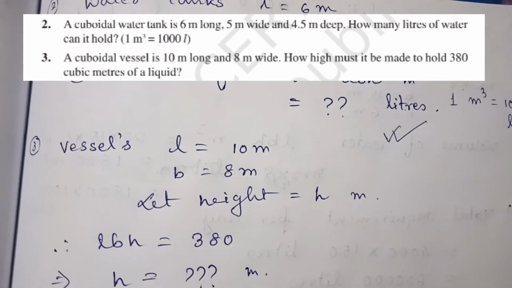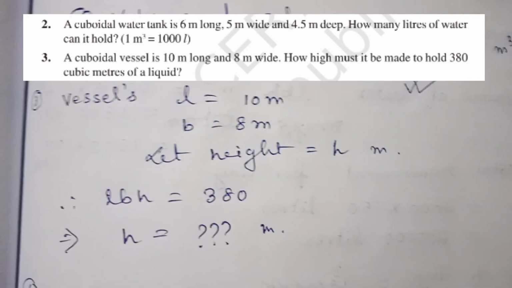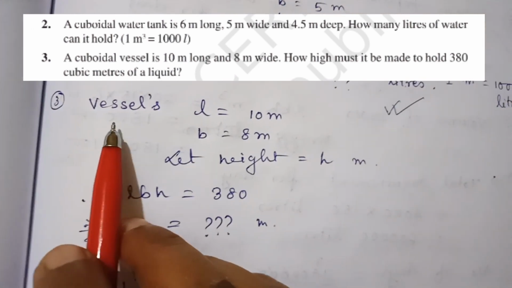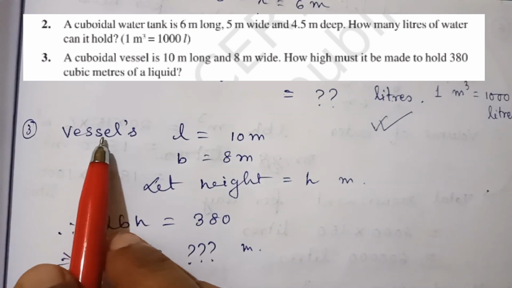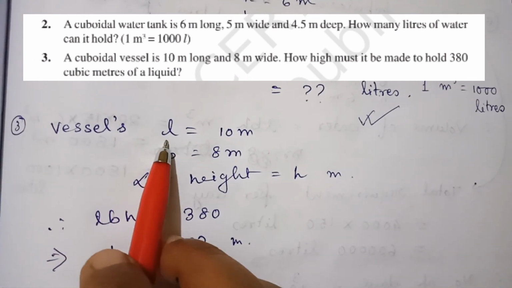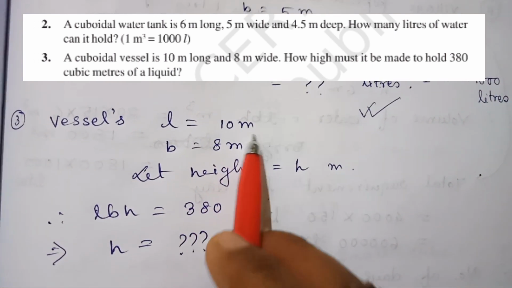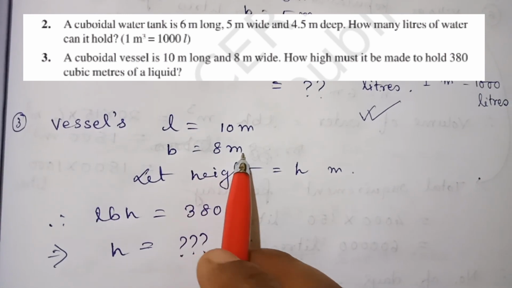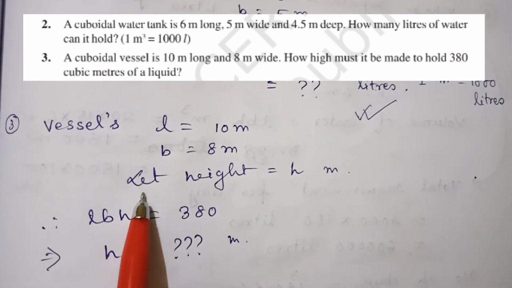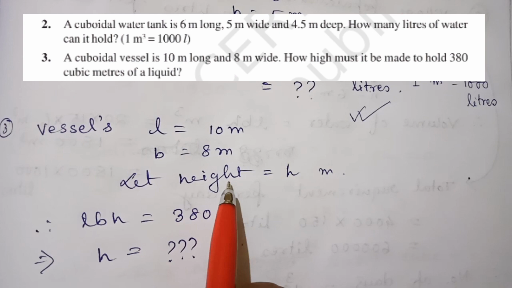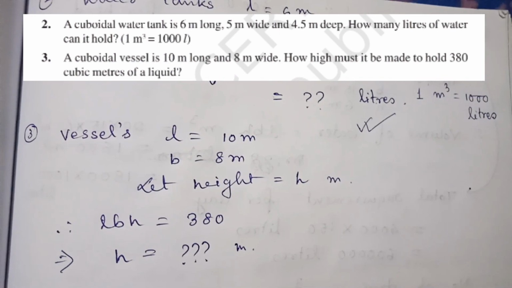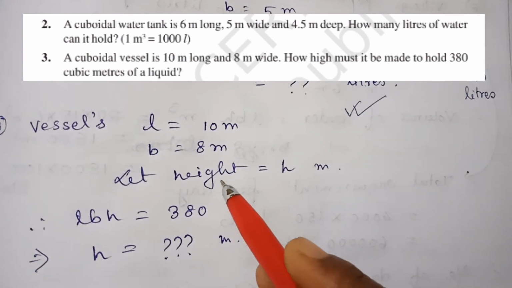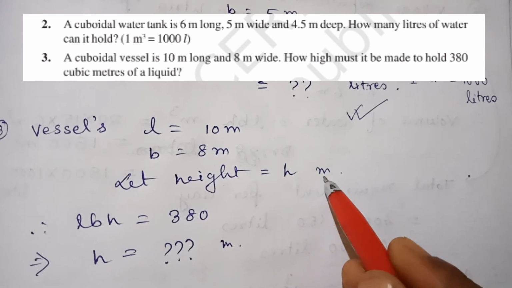Coming to question number 3. Question number 3, there is a water vessel. The water vessel's length is given as 10 meter. Breadth is given as 8 meter. So you have to find out its height. That means we are taking height as h meter.